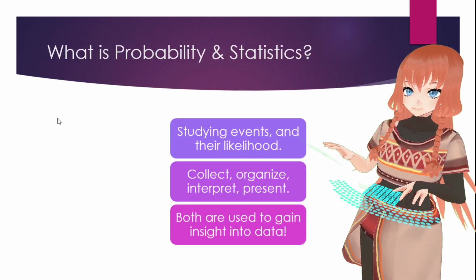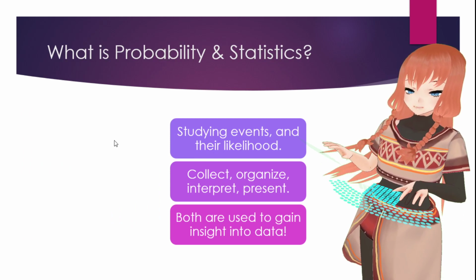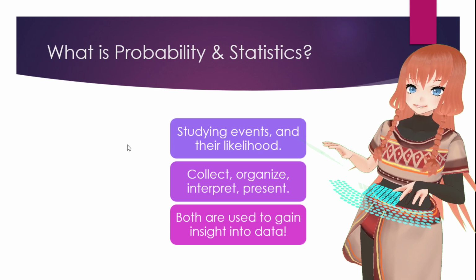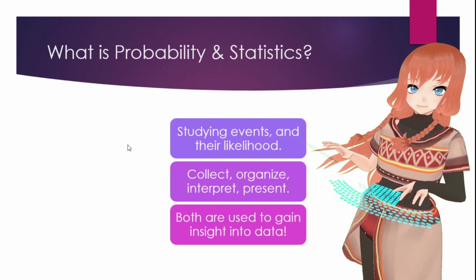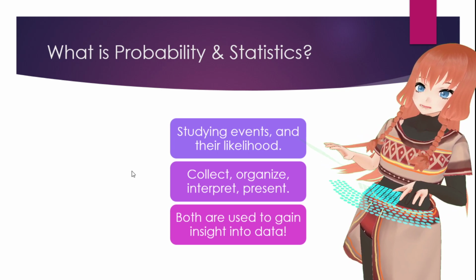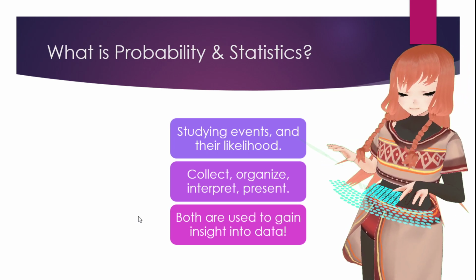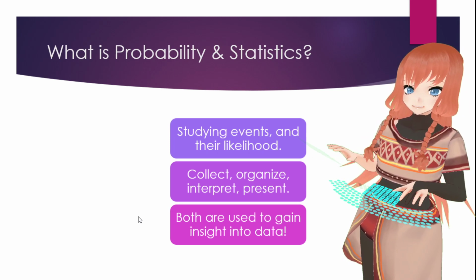With that, let's get into some real probability and statistics. So what is probability? Well, it's the study of events and how likely they are to occur. Statistics is how we collect, organize, interpret, and present the data. And both are used to gain an insight into that data.